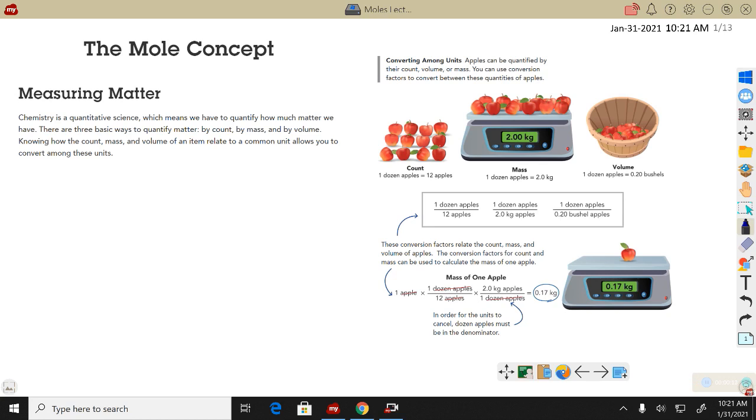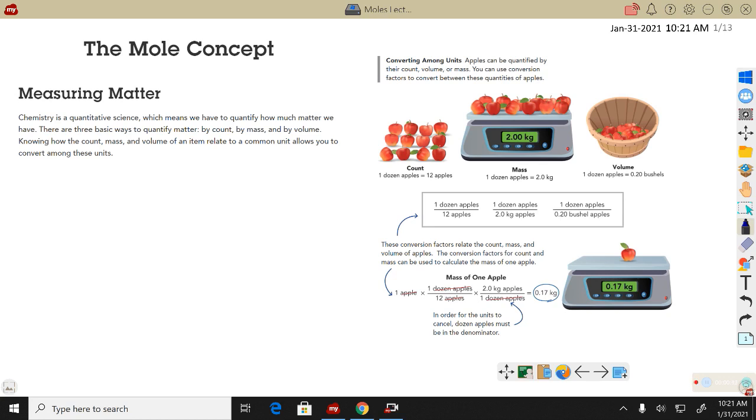How much of this reactant do I need? How much product is formed? How much energy is released? What volume of gas is produced? We're concerned with quantities and amounts of particles and reactants and products. So it does become quantitative, which means that we're concerned with specific quantities.